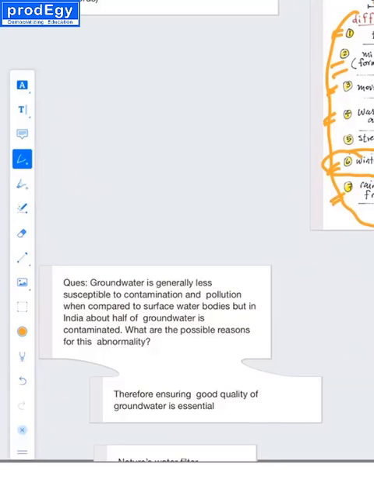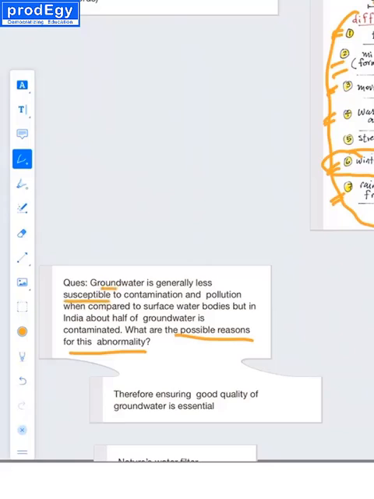Now, my next question is, groundwater is generally less susceptible to contamination and pollution when compared to surface water bodies, but in India about half of groundwater is contaminated. What are the possible reasons for this abnormality? So the question says, naturally groundwater is less susceptible to contamination, but in India it is reverse. What are the reasons? So first you can mention about that.